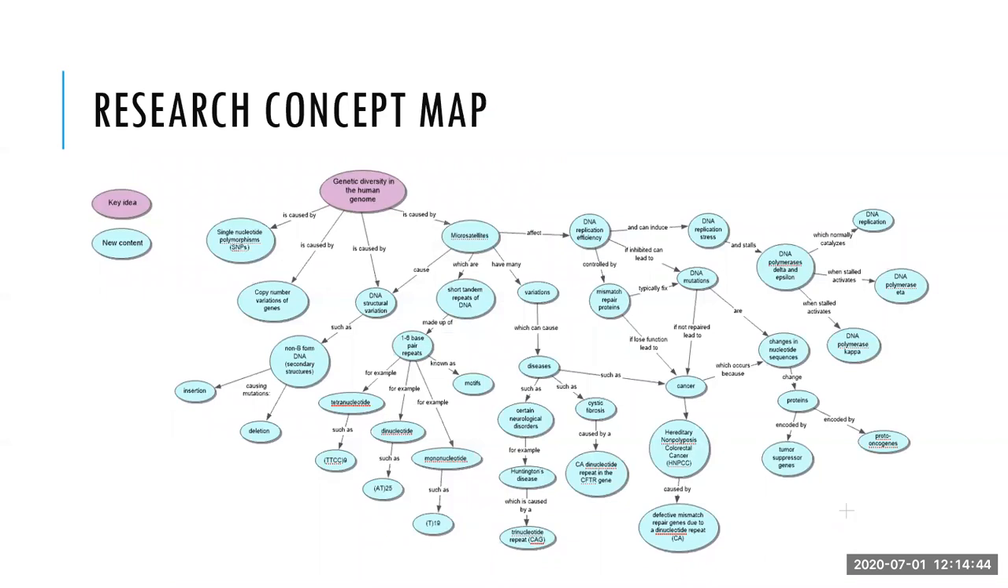So this is my final research concept map for my RET program that I did in 2018. Just for some context, I was placed in the Penn State Cancer Institute located in Hershey, and I was working on DNA mutations as they relate to cancer.